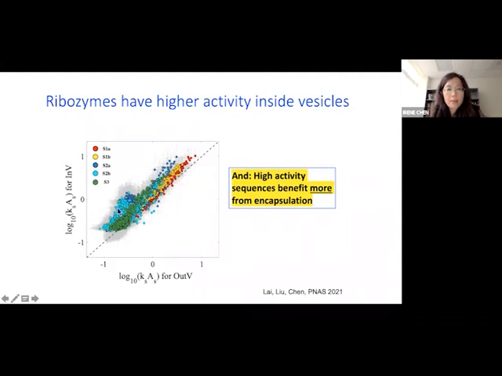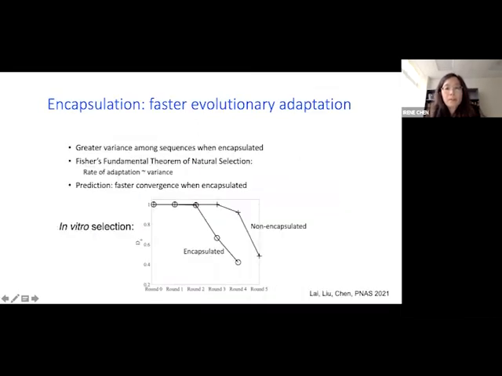So taken together, if you were to fit all of this data, and these points down here are less active sequences, and natural selection is more concerned with the high activity sequences, then the line of best fit is actually tilting in this direction relative to the x equals y line. This seems subtle, but it was fascinating to us because this says that there's greater variance among sequences when they're encapsulated. And in Fisher's fundamental theorem of natural selection, the rate of evolutionary adaptation is proportional to the variance.